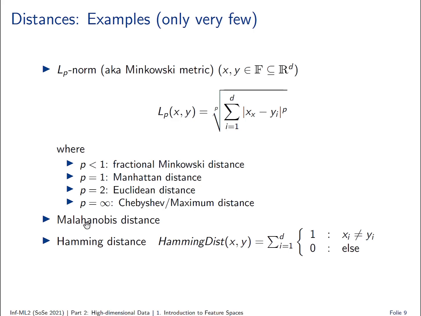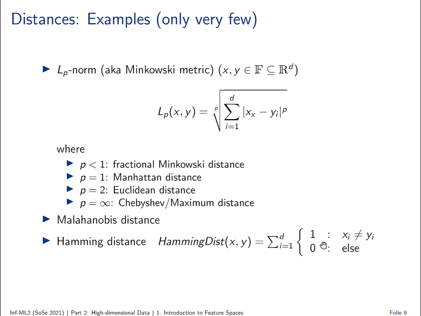Other examples: Mahalanobis distance, we'll talk about that later on again. Also Hamming distance, of course, where you just have a look at features. If they are exactly the same, then you take a zero. And if they are not exactly the same, then you take a 1 and sum those things up.